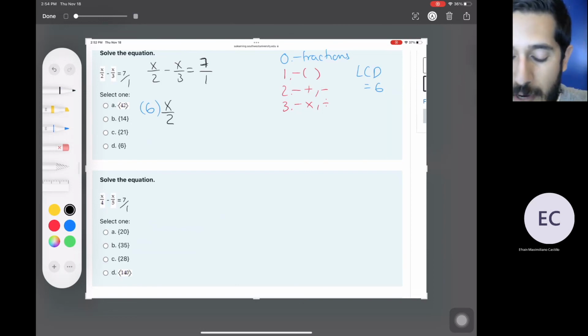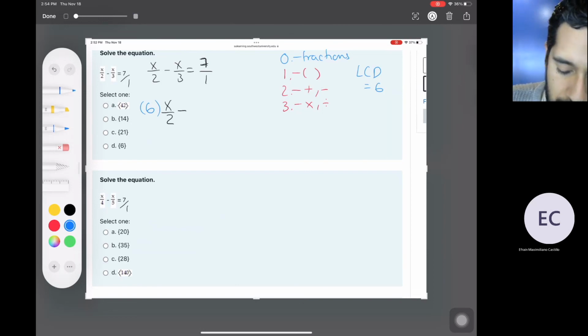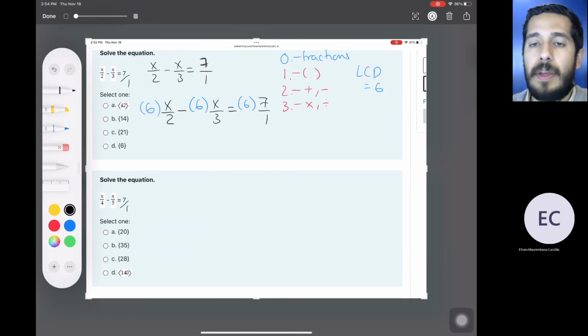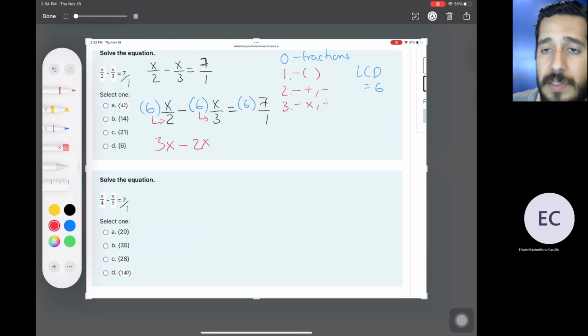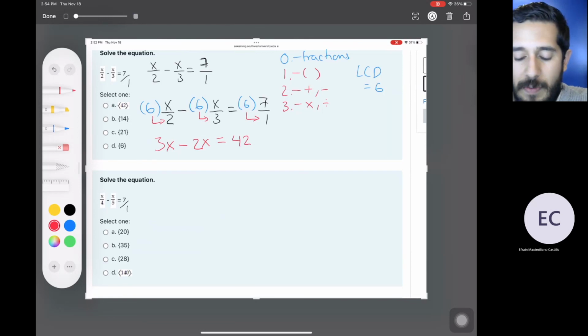So it's 6 times the first fraction minus 6 times the second fraction equals 6 times the third fraction. We're going to do the same process. 6 divided by 2, that's going to be 3, times the top of the fraction, which happens to be x, minus 6 divided by 3, that's going to be 2, times the top of the fraction, which is x, equals 6 divided by 1, that's 6, times 7, times the top of the fraction, that's going to be 42.